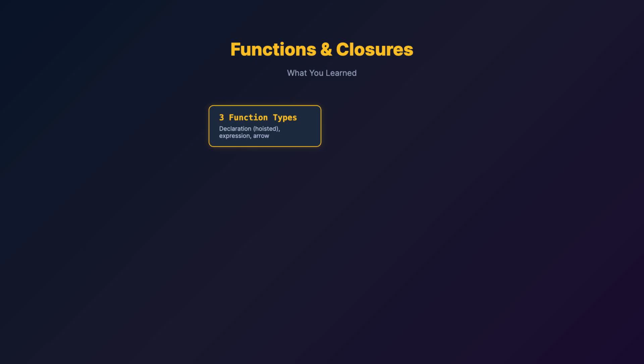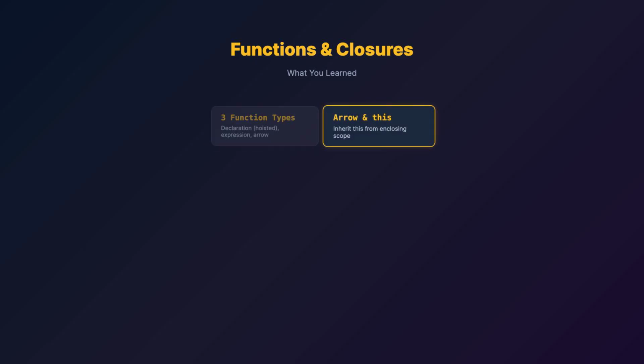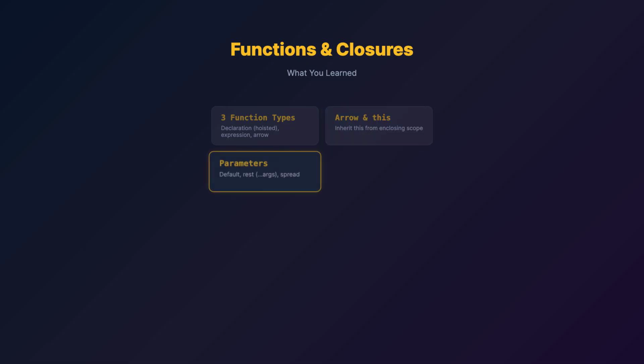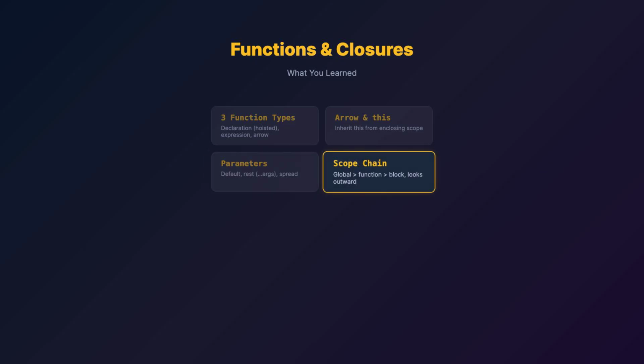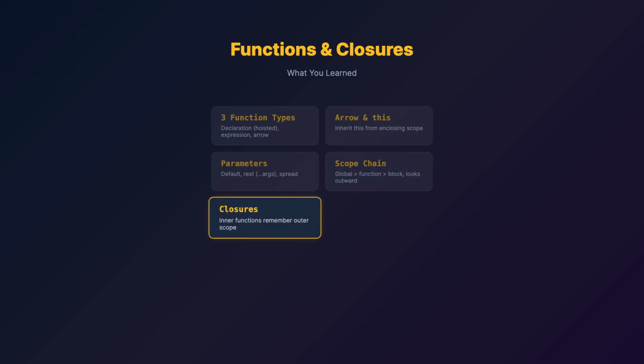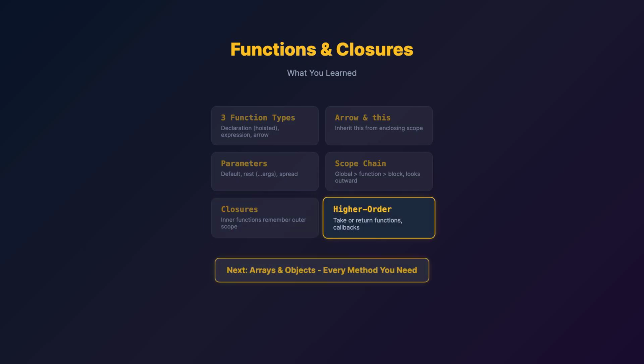Let's recap what you learned. 3 function types. Declarations are hoisted, expressions and arrows are not. Arrow functions inherit this from their enclosing scope. Parameters, default values, rest for collecting, spread for expanding. Scope, global, function, and block. The scope chain looks outward, never inward. Closures. Inner functions remember their outer scope even after it returns.